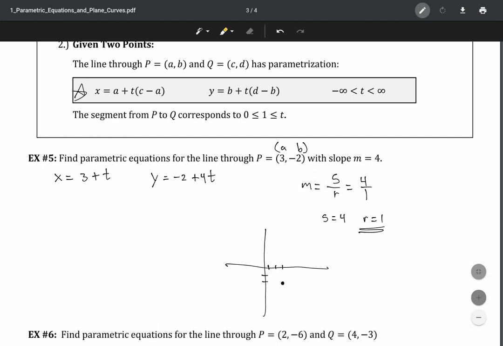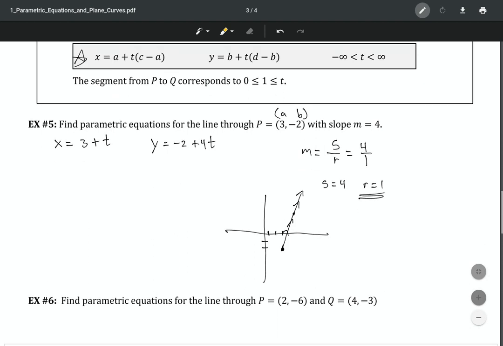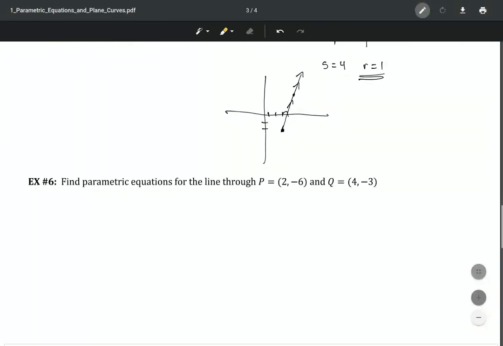If I would pick any other point on here, with a slope of 4, so 1, 2, 3. In this case, this line is going that way. And you can kind of use the parametric equations to figure that out. Like if you plug in 0 for t, you'll find out that you start right at 3, -2. If you plug in 1, then you'll see that you're going up and to the right. Okay, so that's the direction that this is taking.